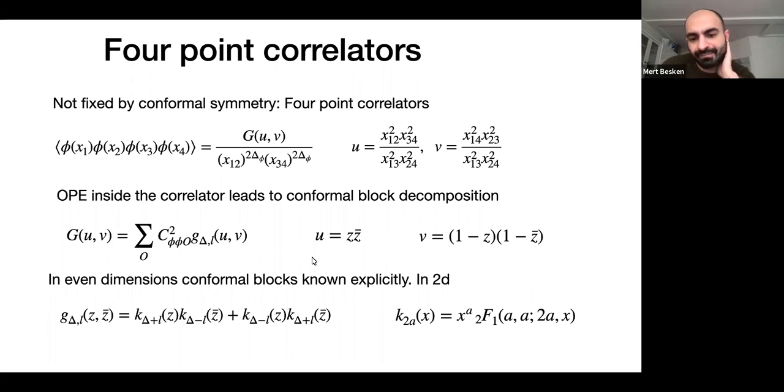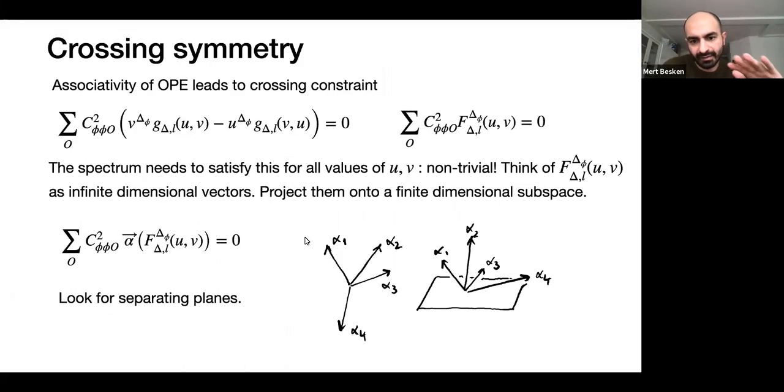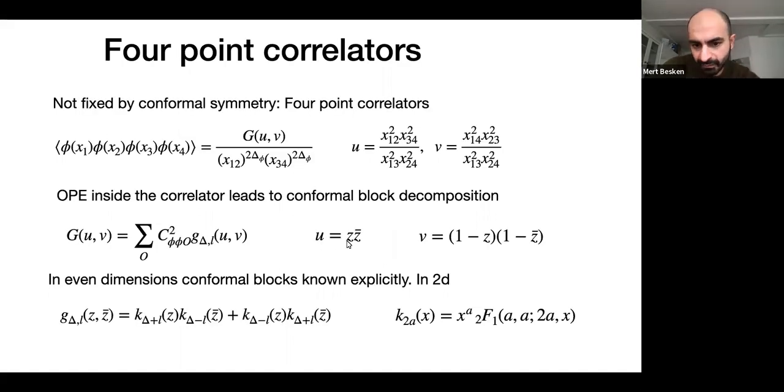And there is a useful parameterization in terms of U and V. You can use what are called these Z and Z bars, which is basically just using conformal symmetry to take these 4 points to a common plane. You can do that, and Z and Z bar will be complex coordinates on that plane, and that's how you relate them to U and V like this.